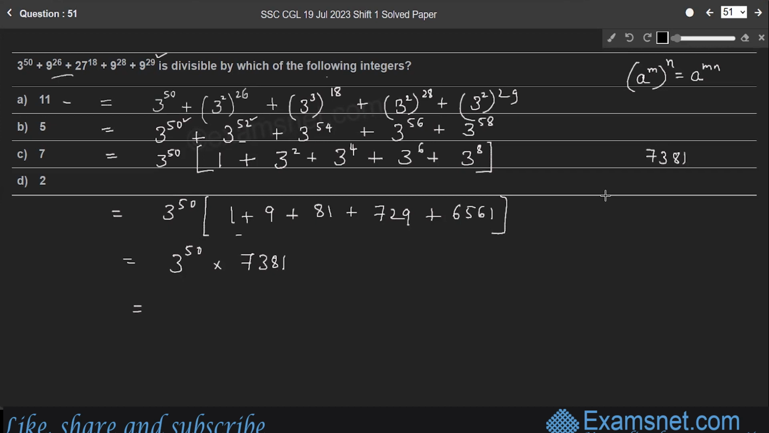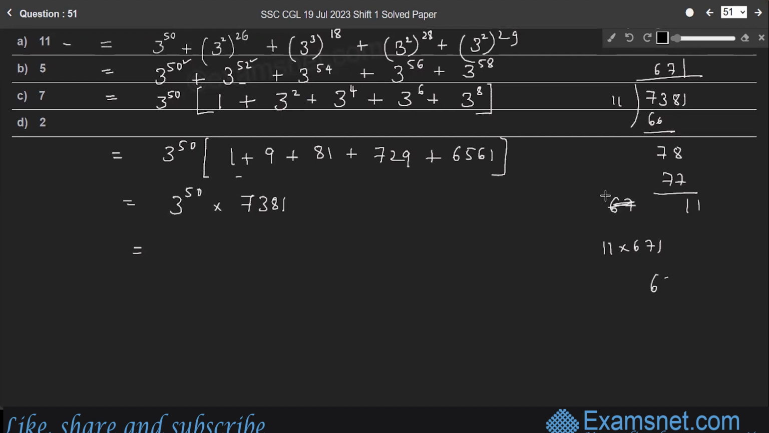So 7381. 11 into 6, 66. So 7 is the remainder. 11 into 7, 77. 1 is the remainder. 11 into 1, 671. Right? So again 11 into 671 is 7381. So we can consider 671 also. It is divisible by 11 again, right? So we'll check. 11 into 6, 66, and 11 into 1 is 11. So we can write 7381 as 11 into 61, right?